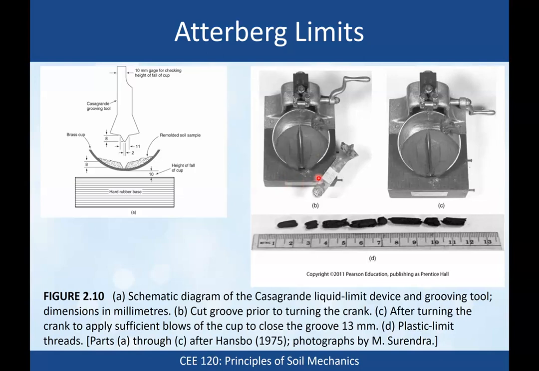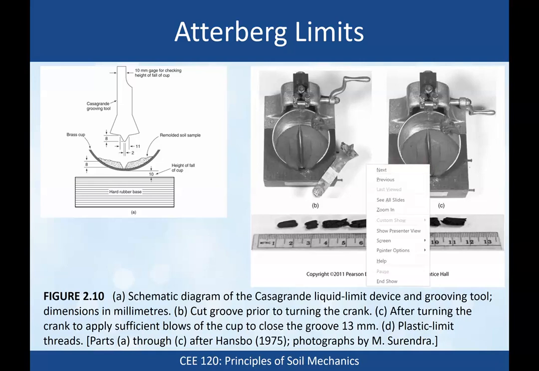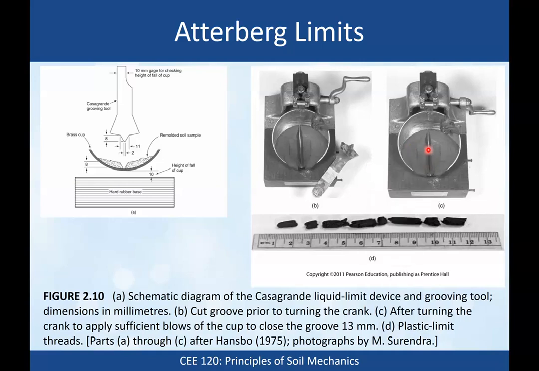So what we do is turn this handle at a specified rate. I think it's about once per second is the required rate. And we watch this notch here. What will happen is every time you tap, the soil closes in a little bit on that notch. Eventually it will close in over a distance of about 10 millimeters, or 1 centimeter. The back end of the grooving tool has a 1 centimeter wide measurement tool, and you can hold it up there and say, okay, the notch has closed.